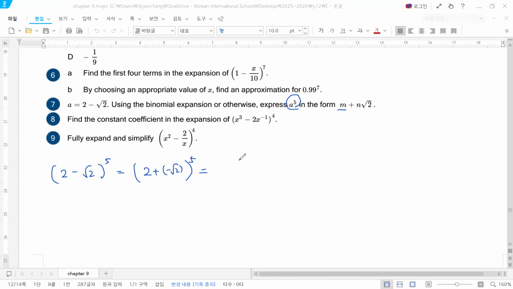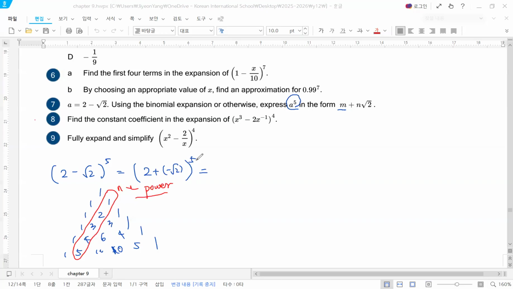Maybe let's use Pascal's triangle. 1, 1, 1, 1, 2, 1, 1, 3, 3, 1, 1, 4, 6, 4, 1, 1, 5, 10, sorry, 10, 10, 5, 1. And as I told you, this line represents n, the power.